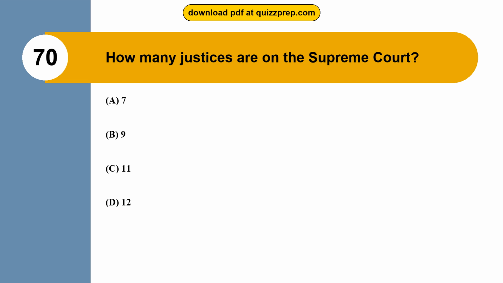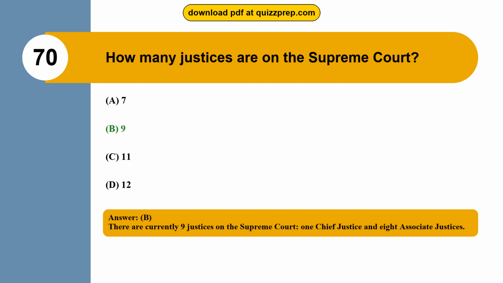Question 70. How many justices are on the Supreme Court? Option A, 7. Option B, 9. Option C, 11. Option D, 12. The correct answer is option B, 9. There are currently 9 justices on the Supreme Court, 1 Chief Justice and 8 Associate Justices.